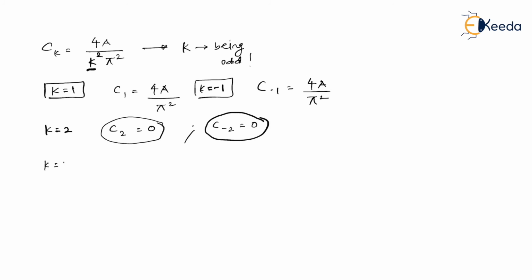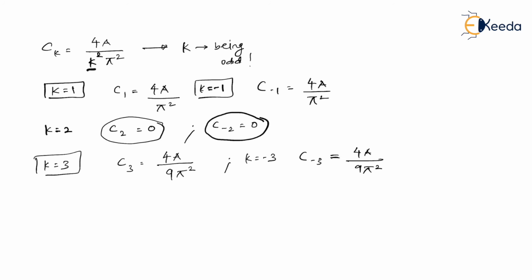For k equal to 3, I'll get c3 value as 4a upon 9 pi square. Even for k equal to minus 3, you're supposed to get the same value, that is c minus 3 equal to 4a upon 9 pi square. Finally, let me write the ck value. Generally we start from k equal to 0, but c naught is not known to me, so I'll keep that as empty space, but I can definitely write the value of c1. So the value of c1 is 4a upon pi square.